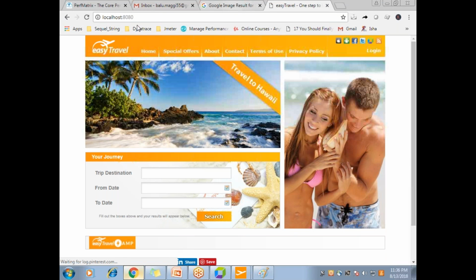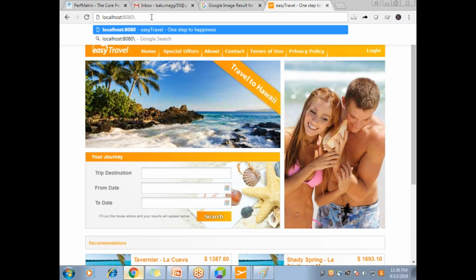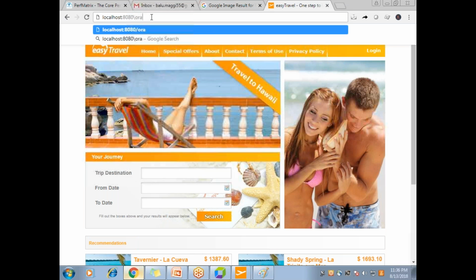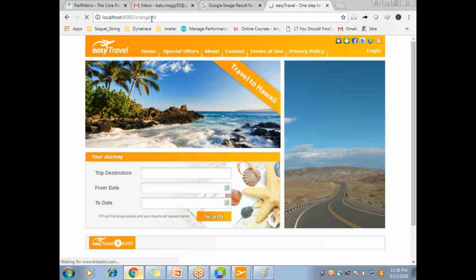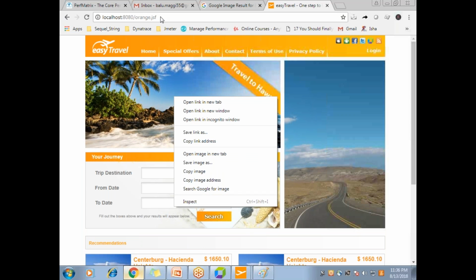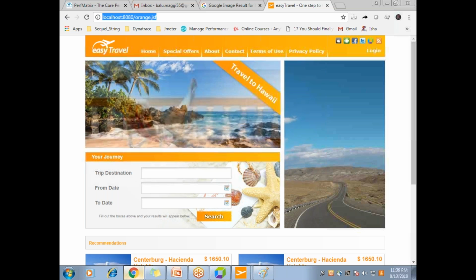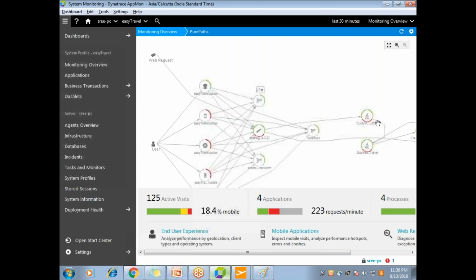Now, in that, can you remember the resource we are looking up? Orange.jsf, right? Yes, F. You see, this is the image. Looks like there is a big image. Let me look at this. There are multiple images. Is this orange.jsf only, right?